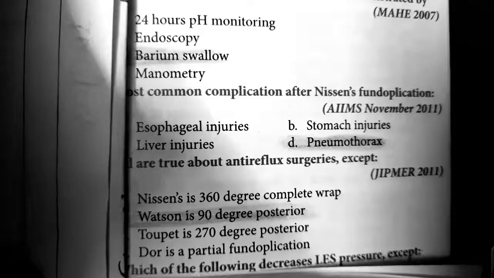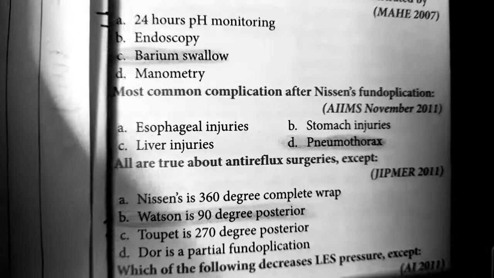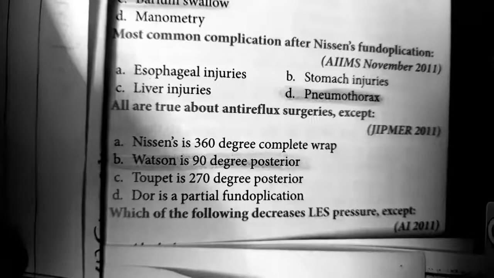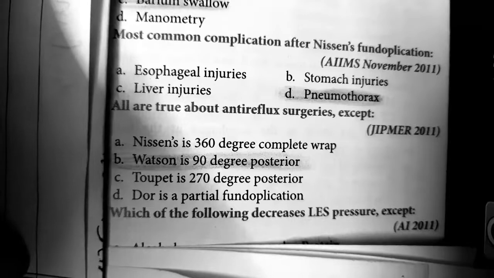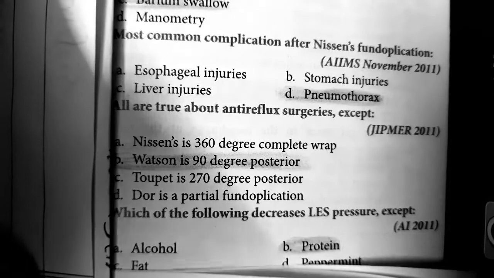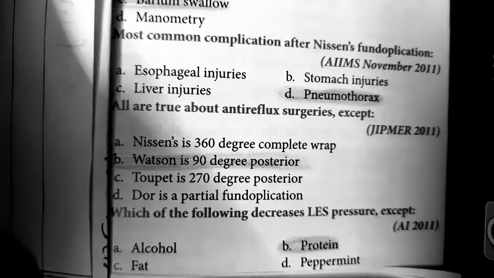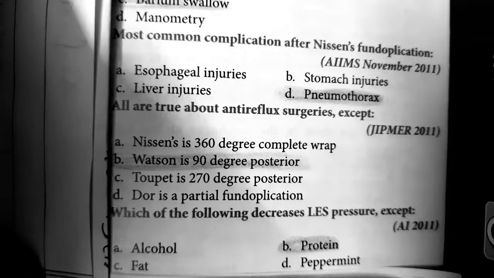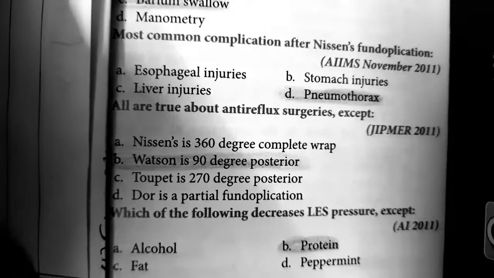Okay. Then question number 10. Which of the following decreases lower esophageal sphincter pressure except? So we will see the options. Alcohol decreases lower esophageal sphincter pressure. Fat and peppermint also decrease it, whereas protein increases the lower esophageal sphincter pressure. So protein is the answer here.